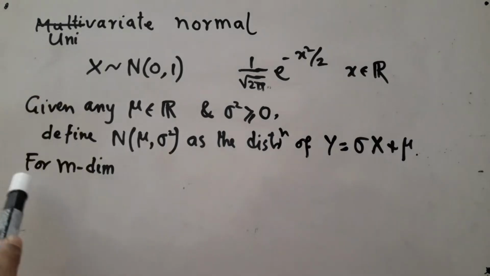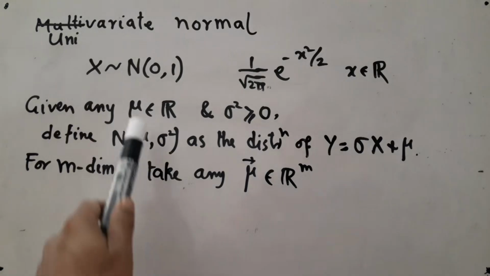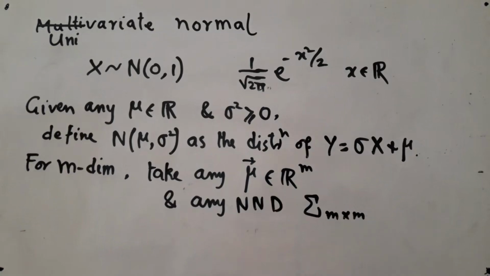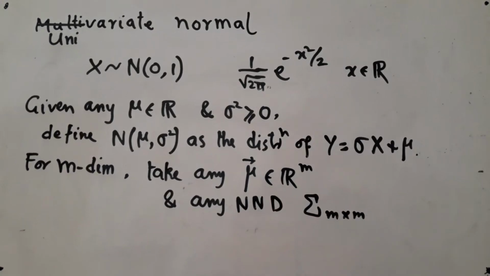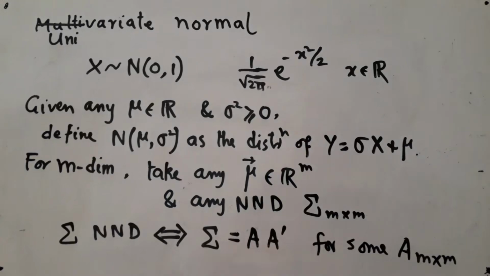Now this multivariate normal will be defined for some dimension m. M is some natural number. We take any vector mu in Rm. Earlier we had mu in R. The obvious analog will be a vector mu in Rm. And the analog of this non-negative number sigma square will be an NND matrix which we denote by capital sigma, m by m. In case you do not remember what is meant by NND, it is just something that can be written like a square. So sigma is NND means sigma can be written as A into A transpose for some matrix A.